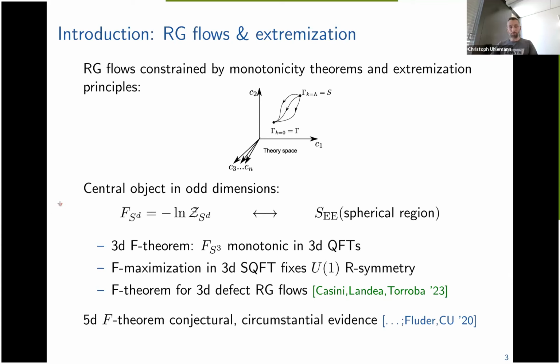And that's very nice. We also know that in supersymmetric three-dimensional theories with a U(1)_R symmetry, quantum field theories like to extremize their free energy by adjusting the choice of U(1)_R symmetry.